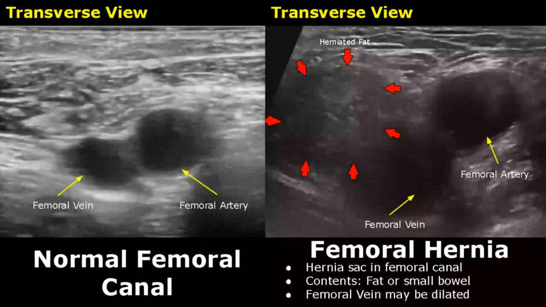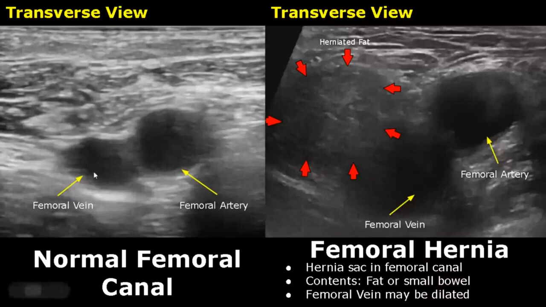Here is an image of femoral canal in transverse view. We see the femoral artery and vein in cross section, and this is a femoral hernia. The hernial sac is found in the femoral canal. This is herniated fat. The femoral vein may be dilated.